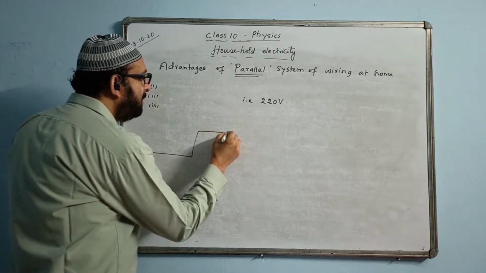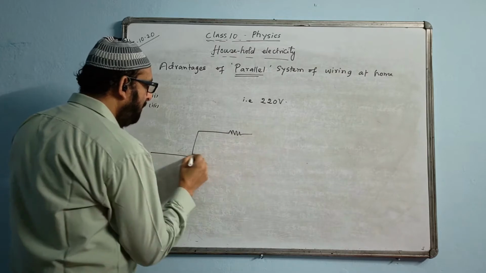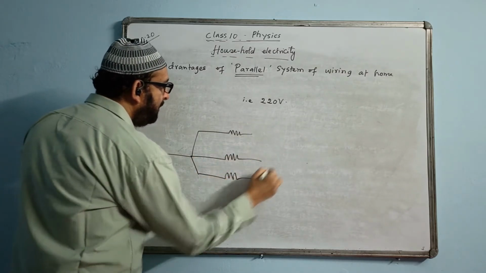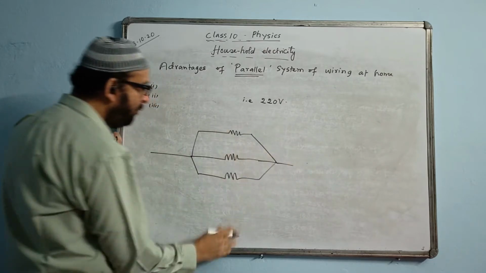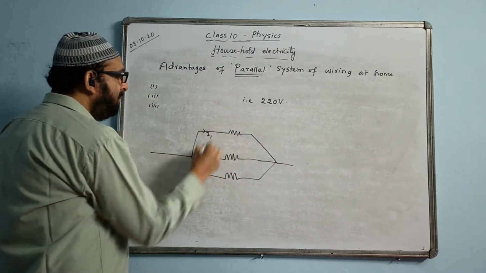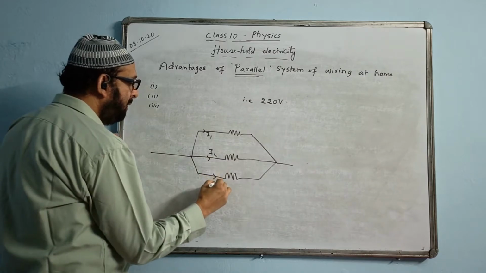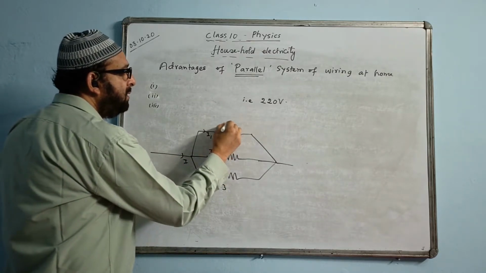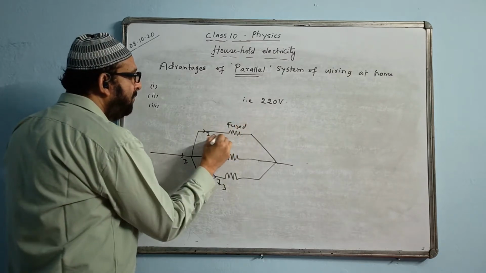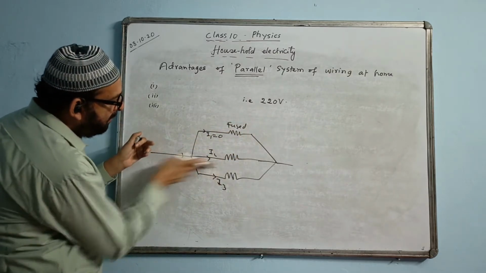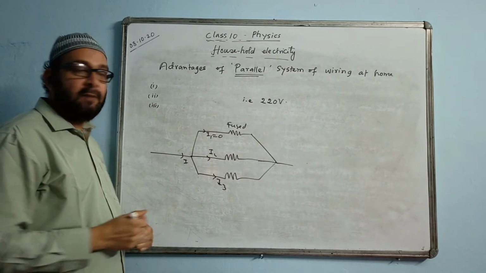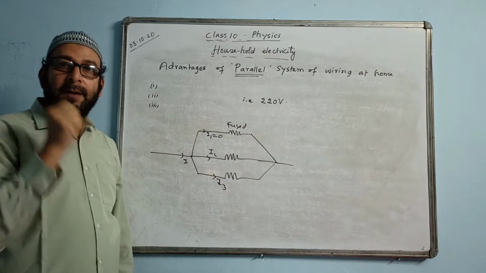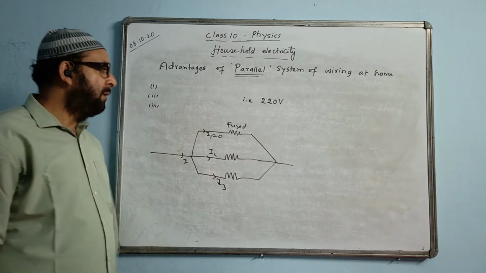Suppose we have one appliance here with one resistance, another appliance with another resistance here, and another appliance, all in parallel, like this and so on. This will have a current I1, this is I2, this is I3, and this is the total current. Suppose this one is fused, that means I1 becomes 0, but these two will still receive current, and they will still work. That is, each appliance works independently. That is point number one.